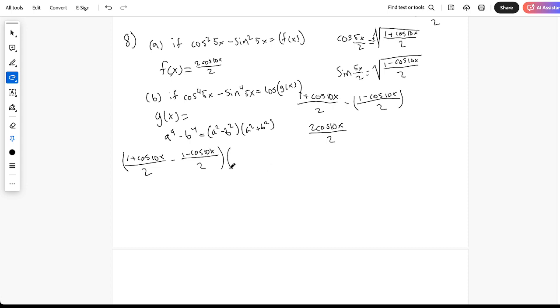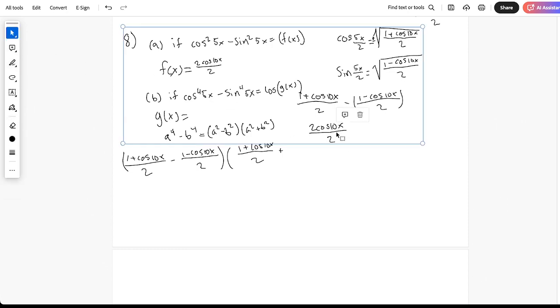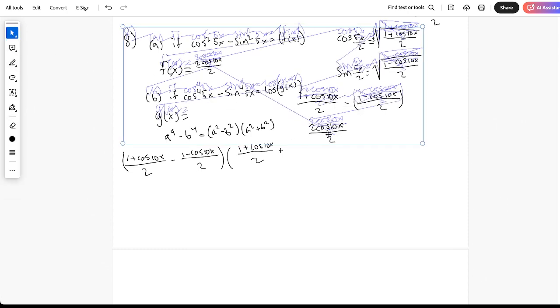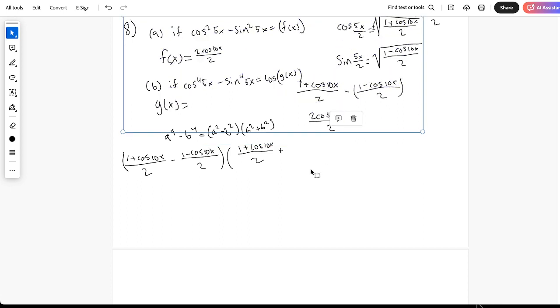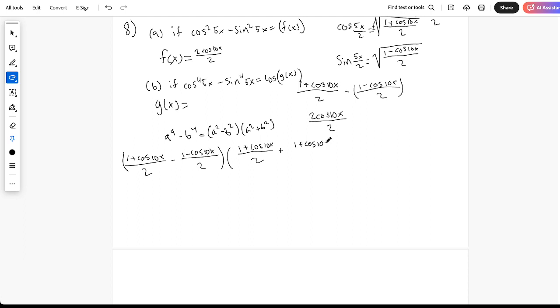And then times that by 1 plus cosine of 10x over 2 plus this time. I'm actually going to see, can I move this? I'll move it up a little. Yeah, that's probably fine. What was I saying? Oh, okay. I got it. 1 minus cosine of 10x over 2.